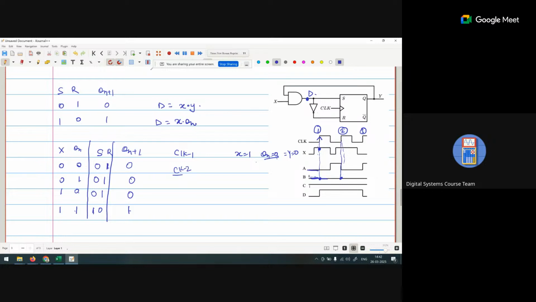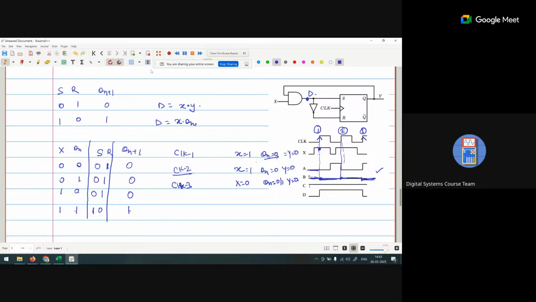Now clock 2. In clock 2, what is the value of X? X is again 1. But what is Qn? This is the Qn for that one, so it is 0. So again Y is 0. Now again we go to clock 3. X is also 0. Whatever Qn is, 0 or 1, Y is always 0. So from this point to this one, it is 0. So option B is correct.